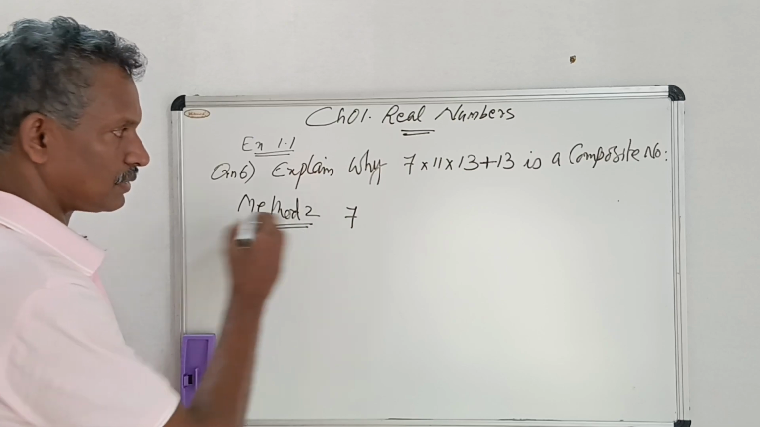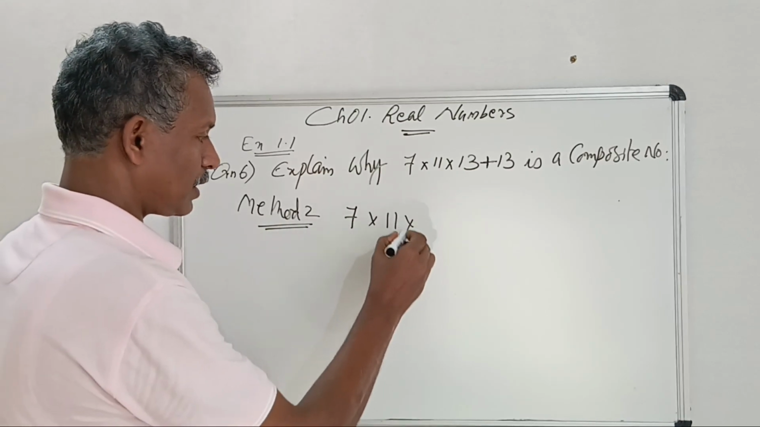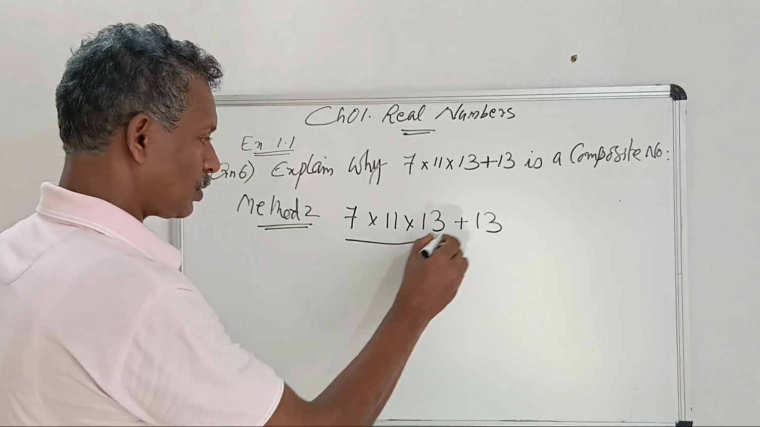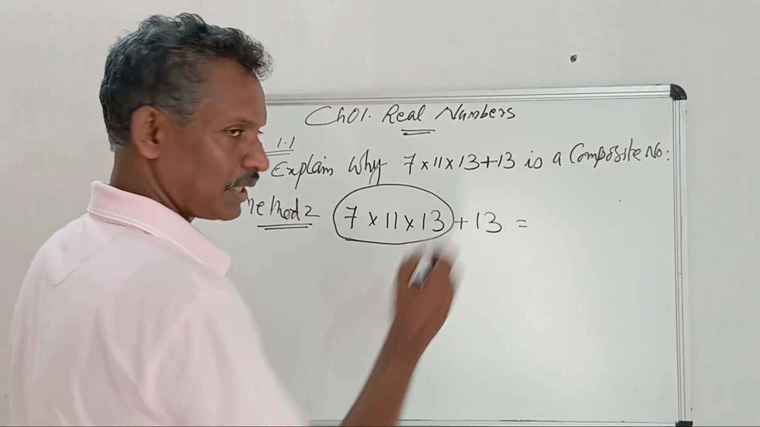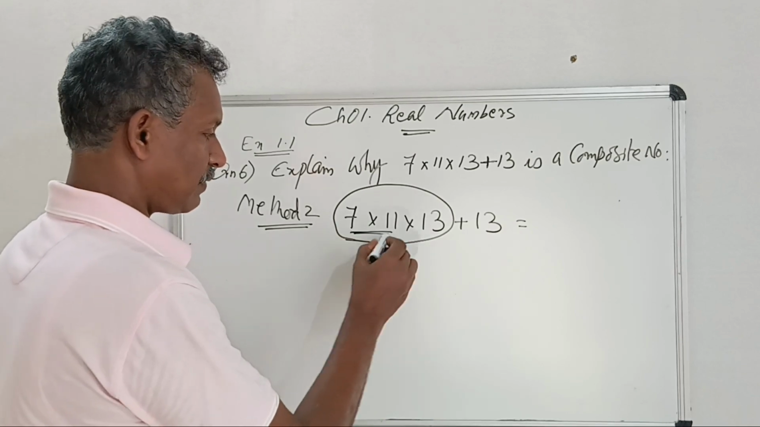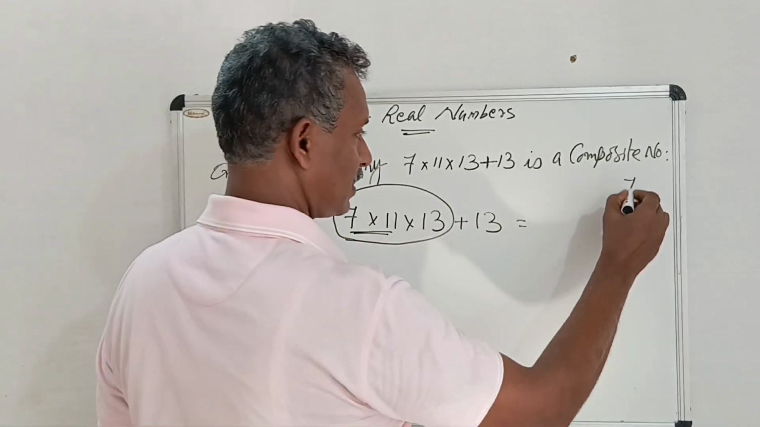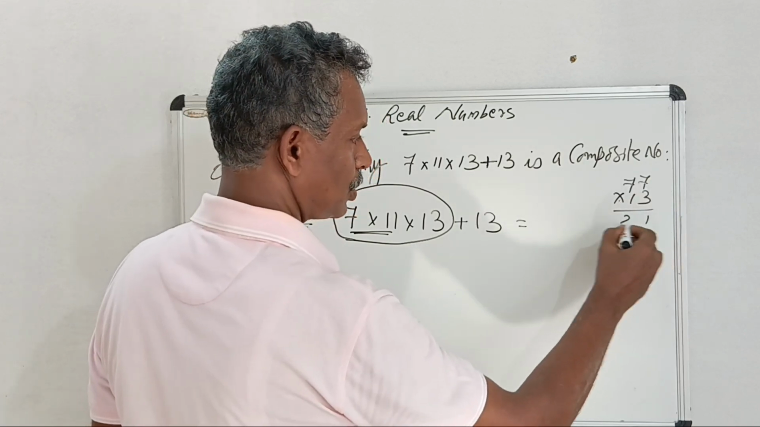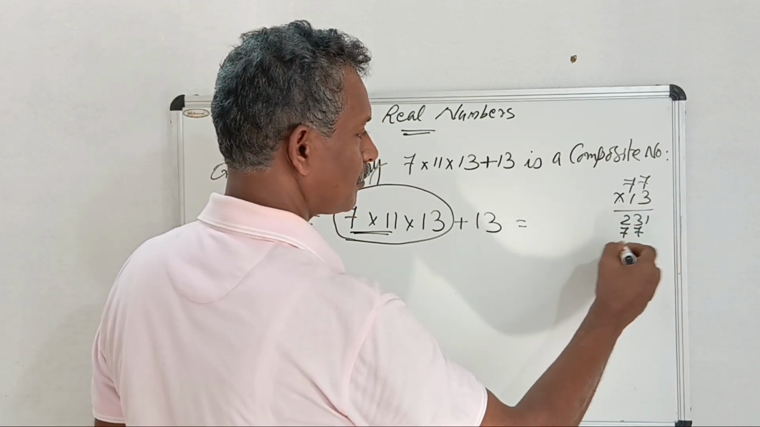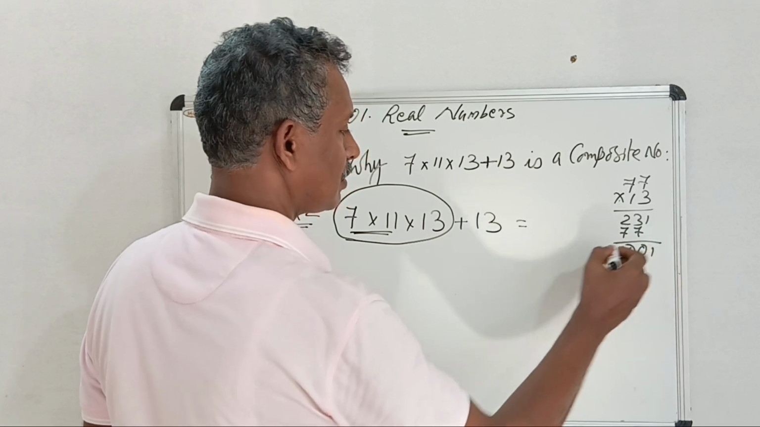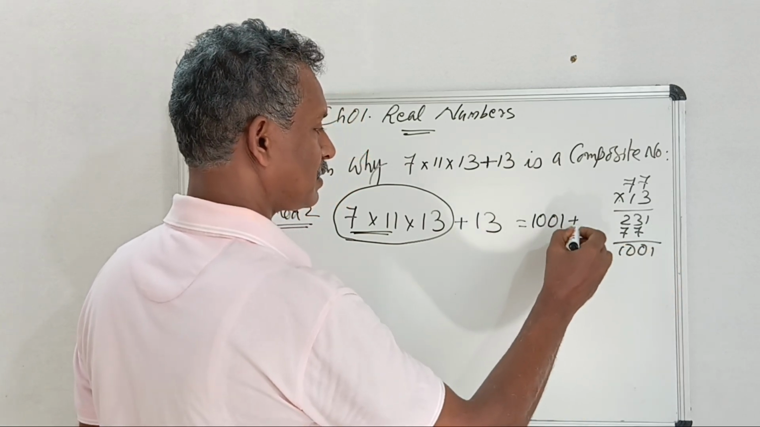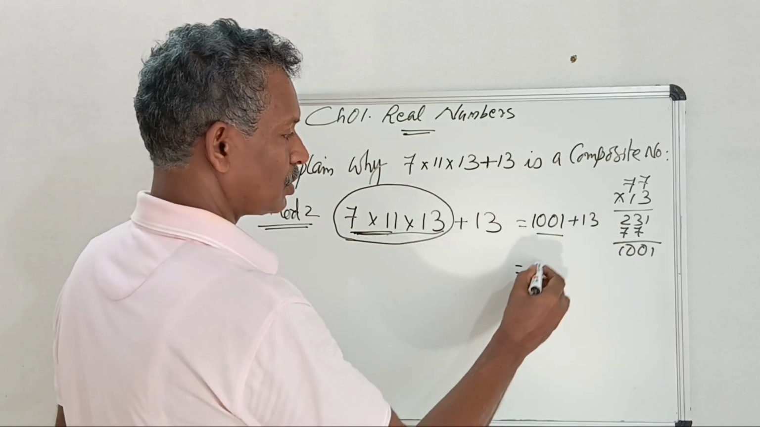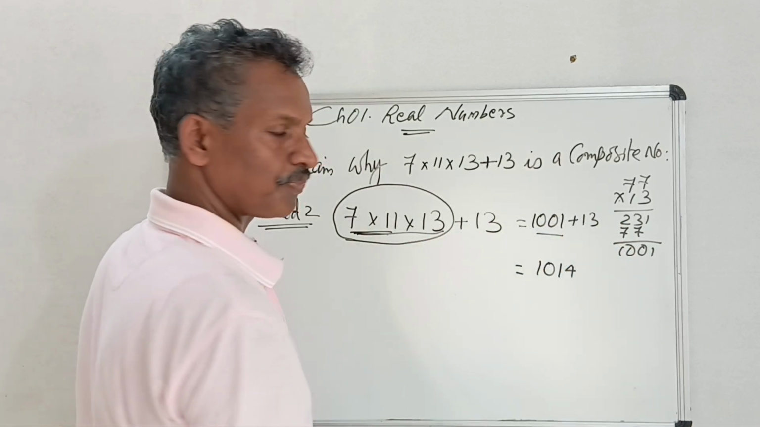The second method is that for 7 multiplied by 11 multiplied by 13 plus 13, what you have to do is multiply all these first. 11 into 7 is 77, 77 multiplied by 13 is 1001. Then 1001 plus 13 gives 1014.